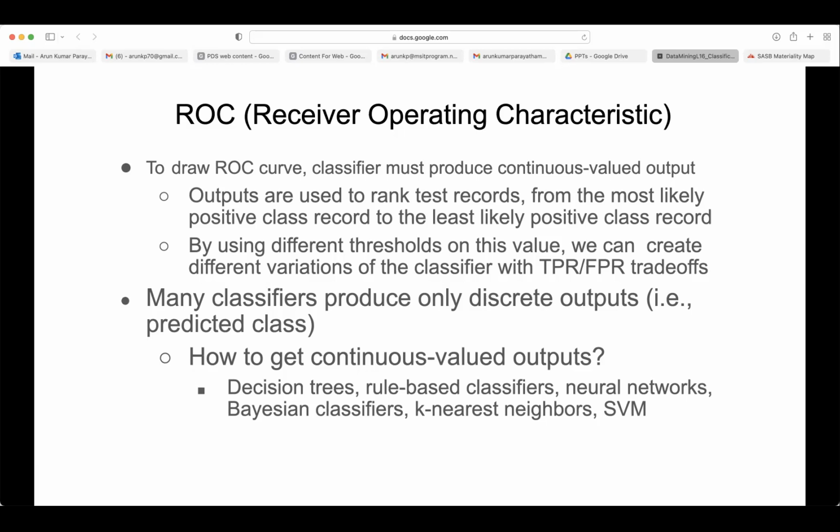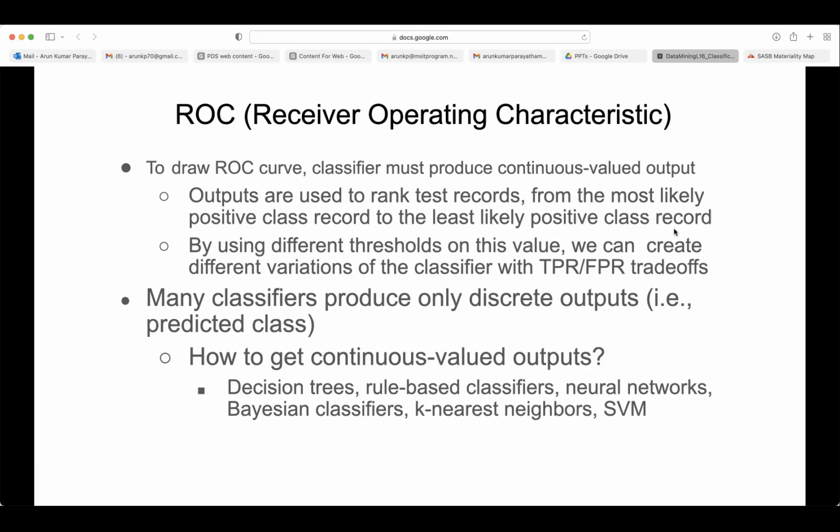But that is continuous values you are giving. So whenever you are getting continuous values, you can draw the ROC curves. Outputs are used to rank test records from the most likely positive class record to the least likely positive class record. It means by default, if you predict a value greater than 0.5, you may say 1. But there are instances which will have 0.8, 0.9, 0.1, 1.0. So they're all highly probable positive classes, while those at 0.5 are marginally coming as positive classes.